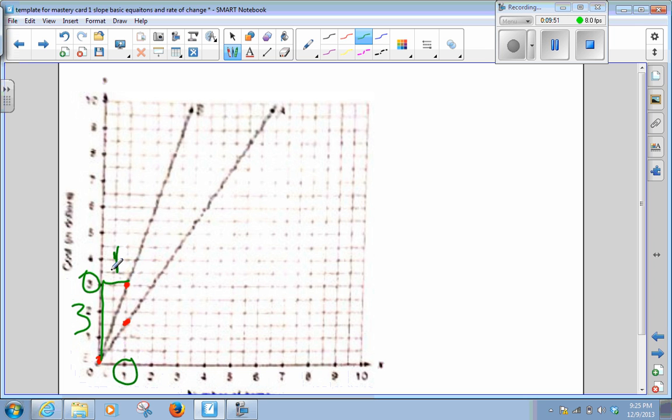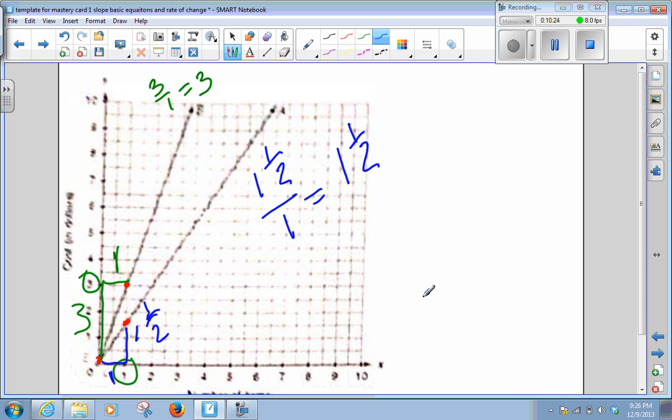So the rate of change for B is 3 over 1, which simplifies to a 3. For graph A, I'm going to draw my imaginary triangle going this way. So I had to go over 1, just like the other one, but I had to go up 1.5. So the rate of change for A is 1.5 over 1, which simplifies to just a 1.5.